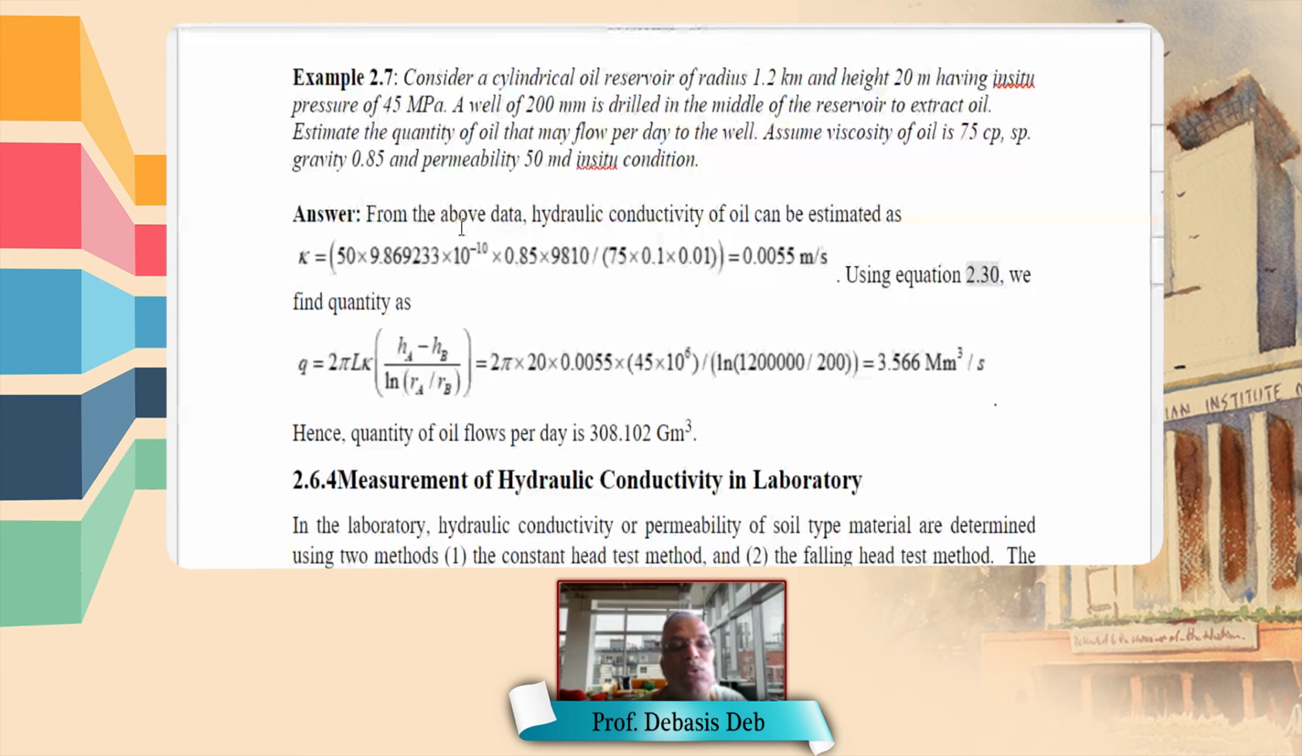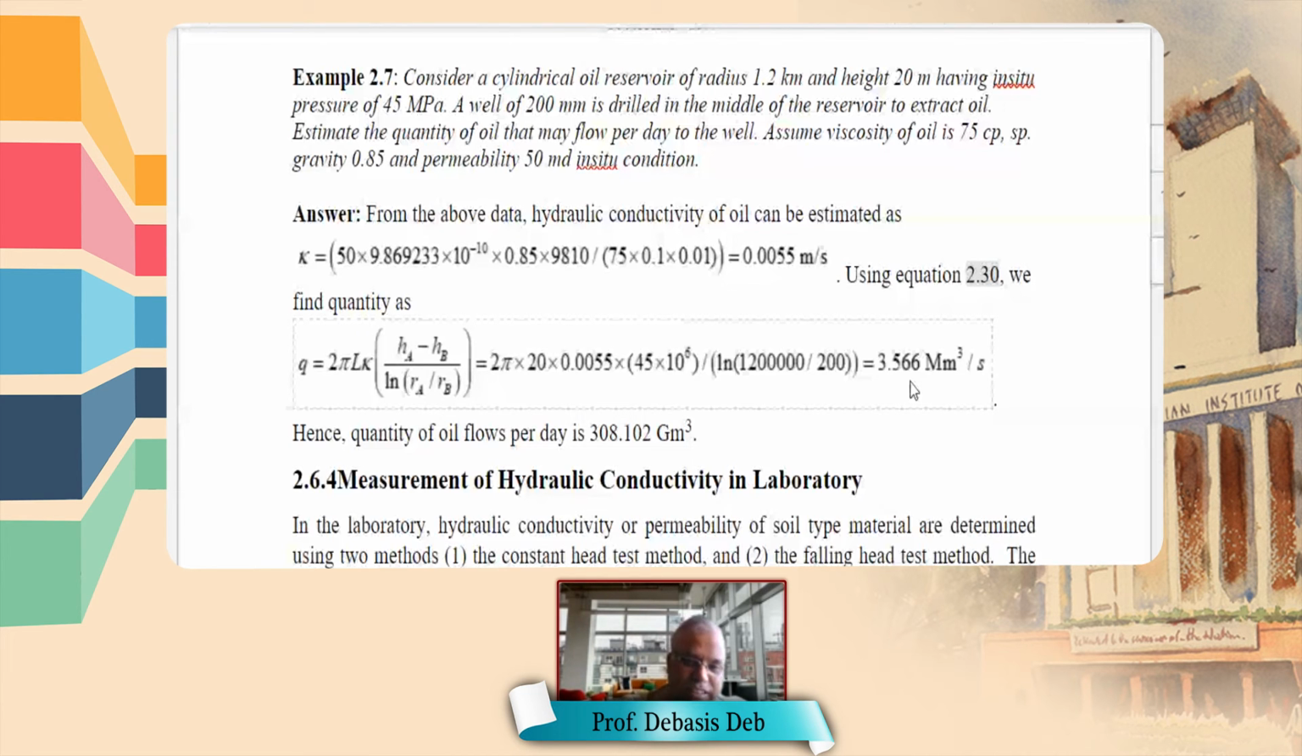And this is converted into your gram per cc, or I think kilonewton per meter cube. And then the 75 is given as the cp. And I told you 1 cp is 0.1 Pascal second. So when all these conversion factors are used, it comes out to be this. So this is multiplied here. And this gives 3.566 megameter cube per second. So that was the quantity at which the oil was flowing.